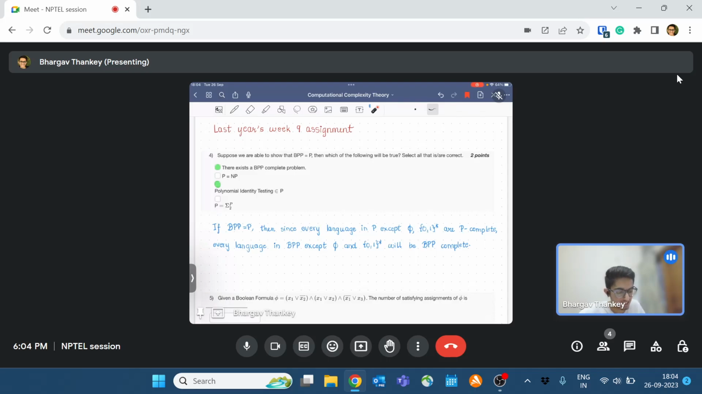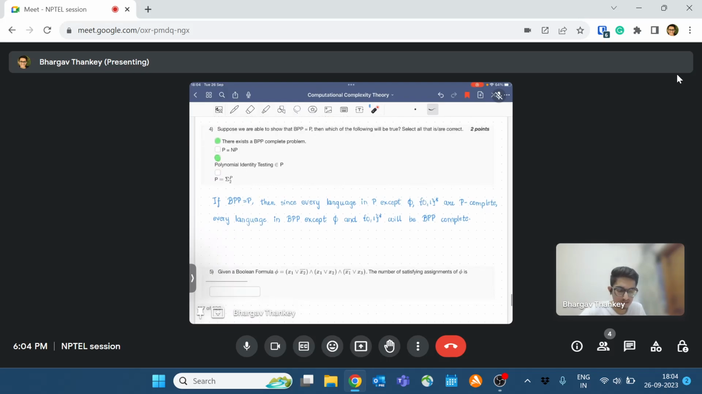Can you tell me why? Except the empty language, every problem solvable in polynomial time can be reduced to another problem in P, right? Okay, and what would that reduction be? Suppose you have two problems in P, A and B, and you want to reduce A to B. What would a reduction look like?